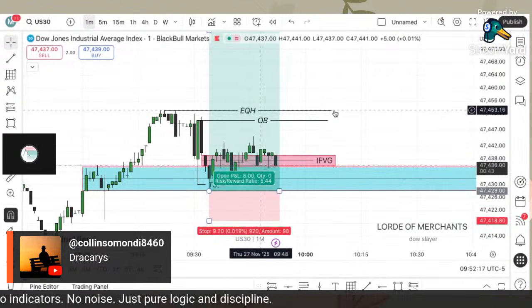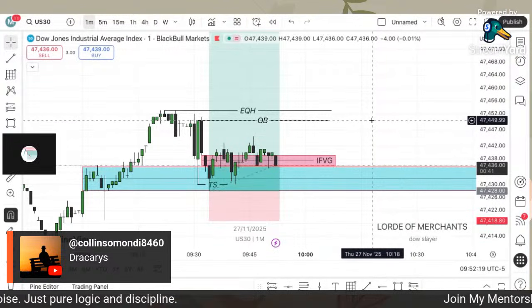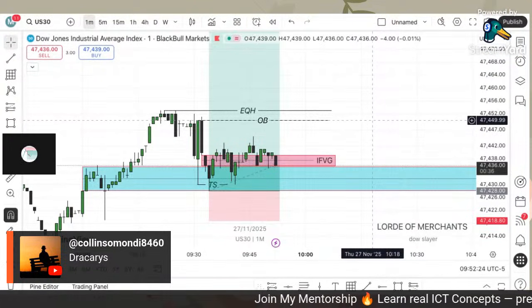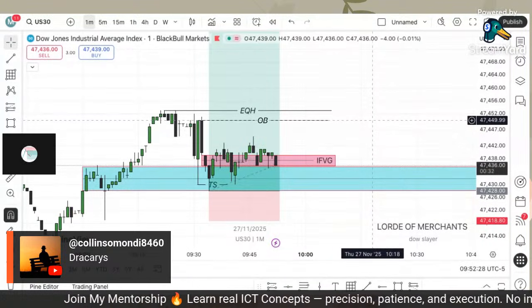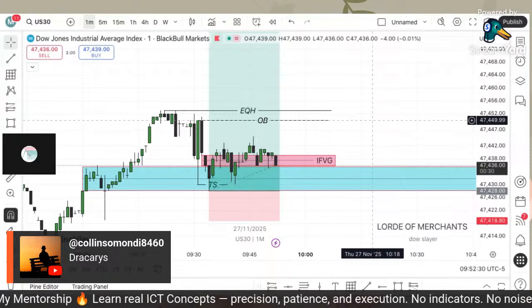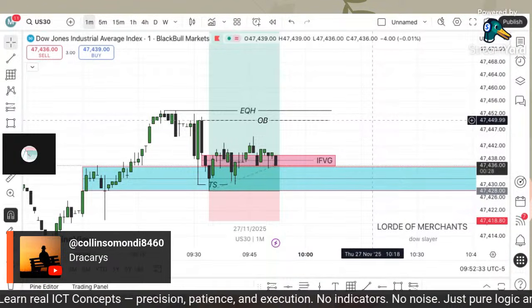Remember, I have equal highs up here. But we don't have a breaker yet. What you are having is just consolidation. So that is what we are having, consolidation. Yes. So let's wait and see.